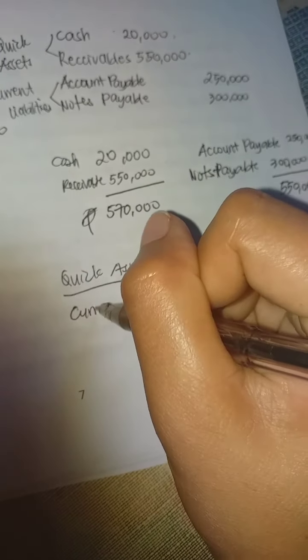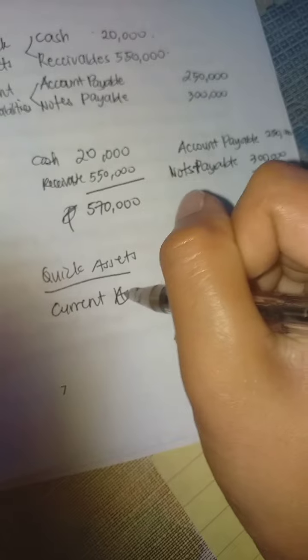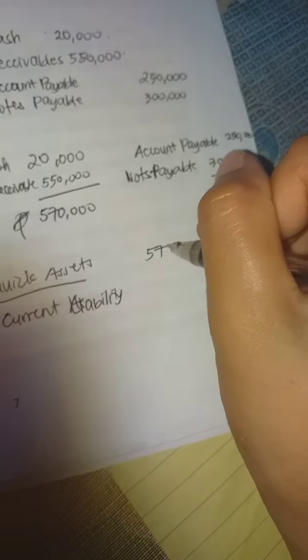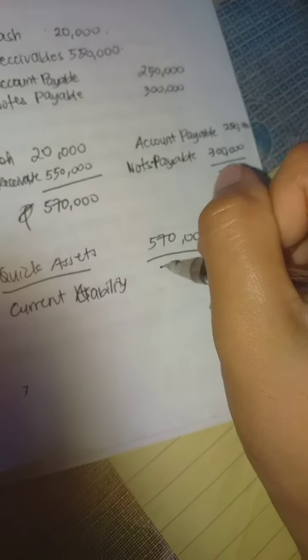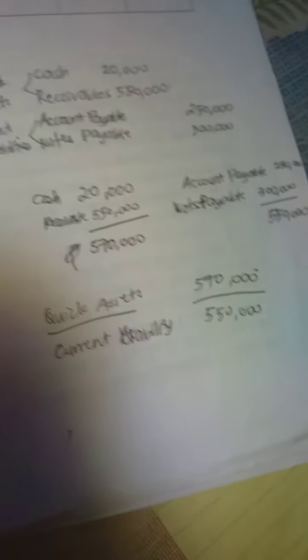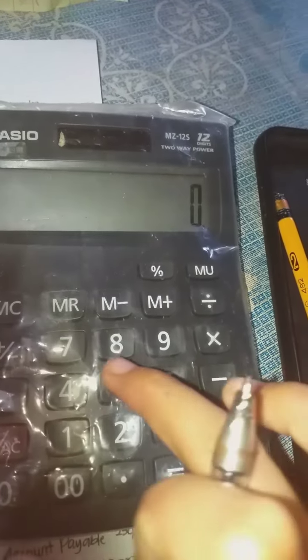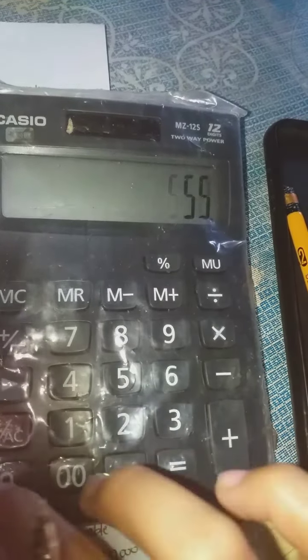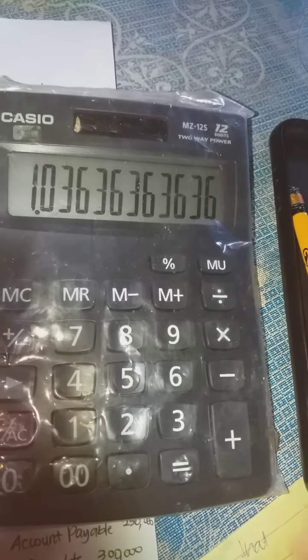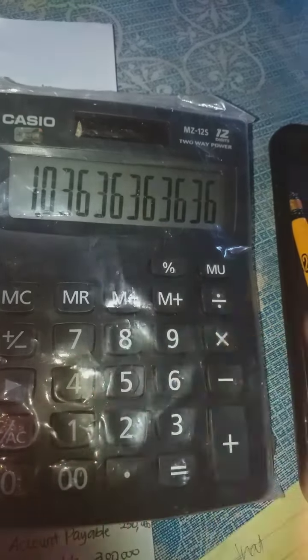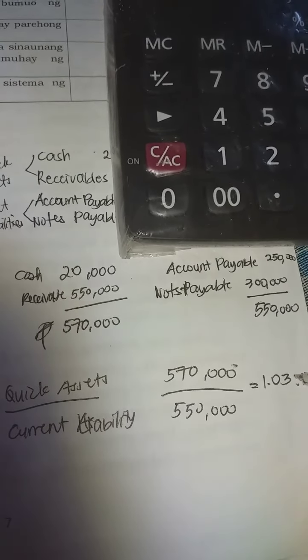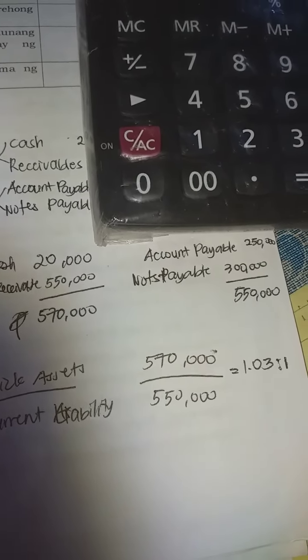So, quick assets divided by current liabilities. 570,000 divided by 550,000 is equal to 1.03, or 1.03 to 1.